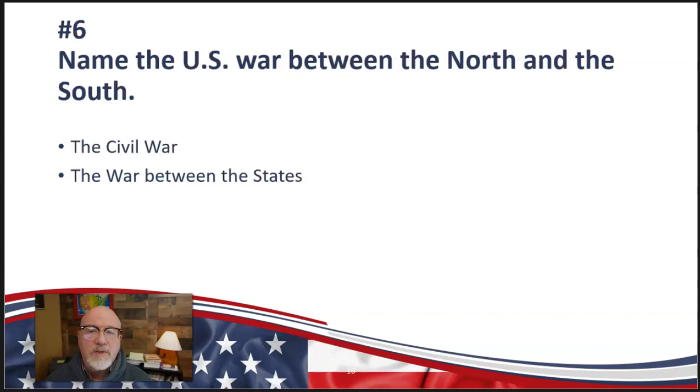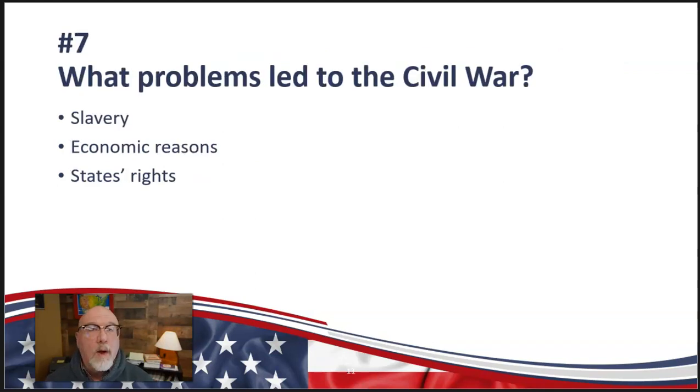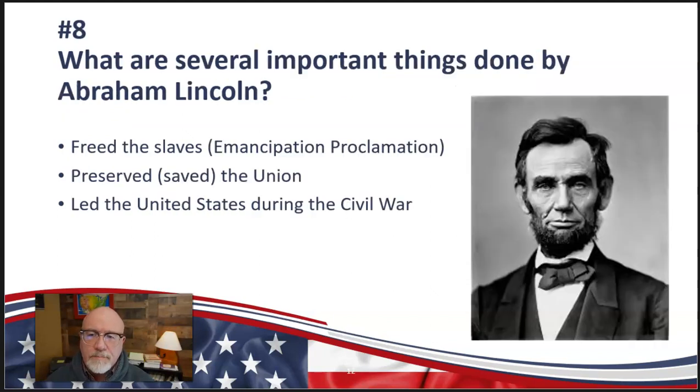All right, the next question is number 6. Name the U.S. war between the North and the South. And that, of course, is the Civil War, or the war between the states. That's kind of an older name for it. It's mostly just called the Civil War or the American Civil War. Number 7, what problems led to the Civil War? And the most important one, of course, was slavery, but also economics were a factor, and so were states' rights. But slavery was the biggest issue of the American Civil War.